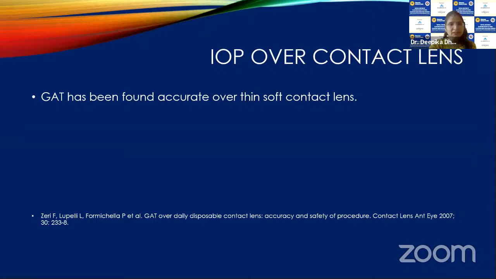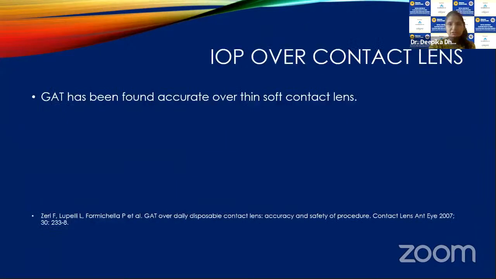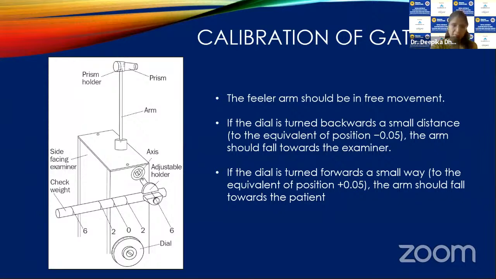IOP over contact lens: it has been found that over a bandage contact lens or thin contact lens, we can use GAT, NCT as well. So these were the special considerations where we should keep in mind some parameters.